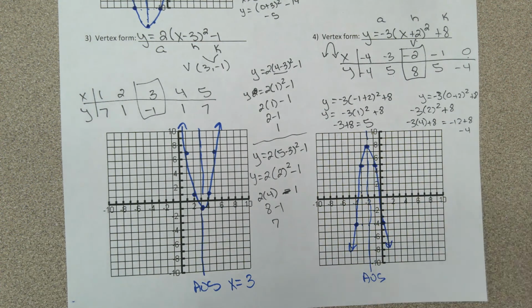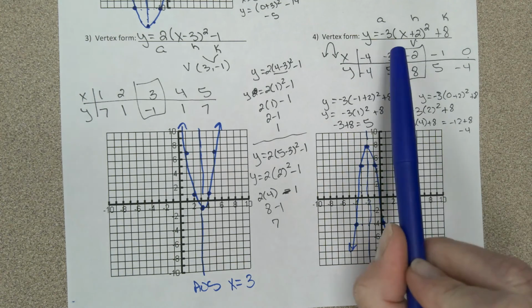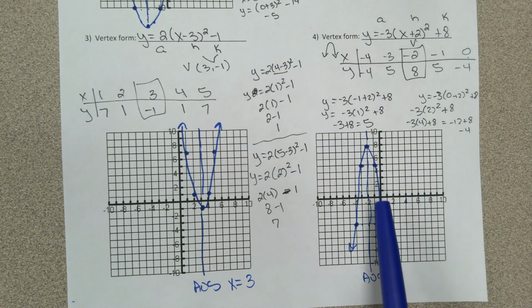So, it's helpful to know that when A is a negative number, it opens down, to make sure that your points are showing up in the right spot. And go finish a couple of homework problems like this.